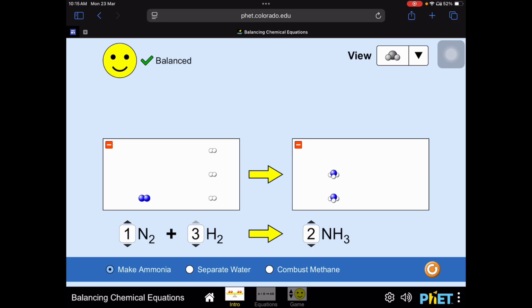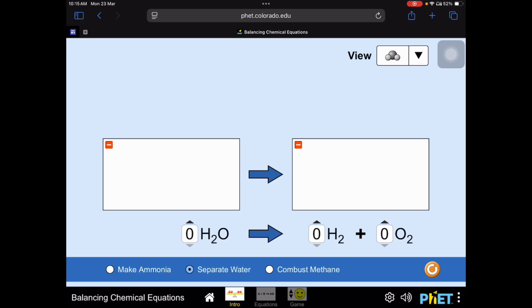And our equation will therefore be N2 + 3H2 → 2NH3. Right, when you balance it, you will see the balance symbol coming out on the left hand side of the simulation. If you replay it, you can try it out again. Let's take a look at the second one, separating water.